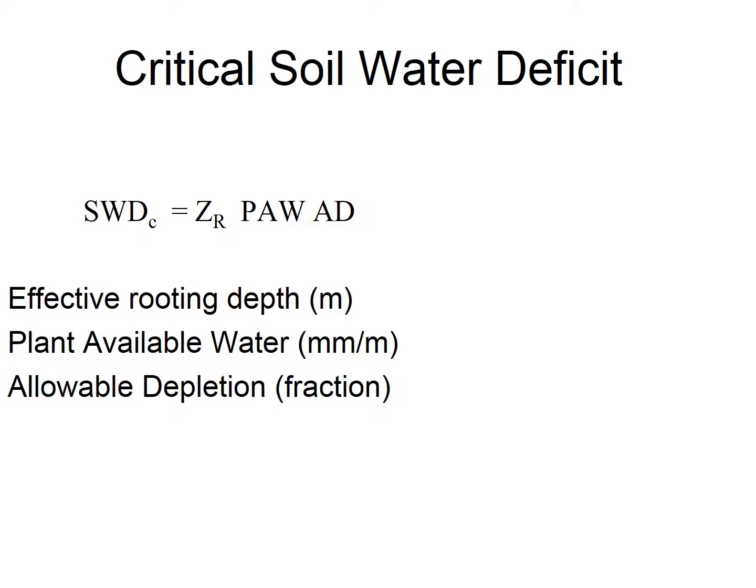The critical soil-water deficit is the amount of water that the crop can extract from the soil without suffering water stress. Mathematically, it is calculated as the product of the effective rooting depth, the plant available water, and the allowable depletion. The units of critical soil-water deficit will be millimeters of water.